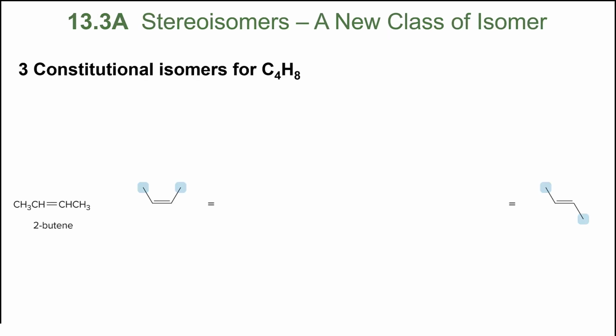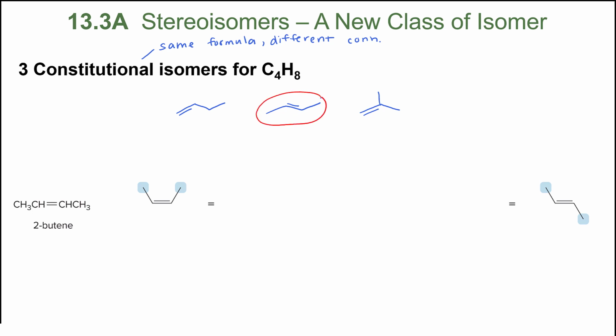As we introduce double bonds into structures, this can create different constitutional isomers. And remember, a constitutional isomer has the same formula, but different connectivity. So one constitutional isomer for butene, or C4H8, has a double bond between carbon 1 and 2. I can have it between 2 and 3, or I can have a 3-carbon chain with a branch and have the double bond there.